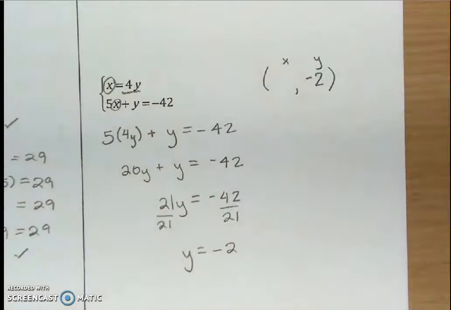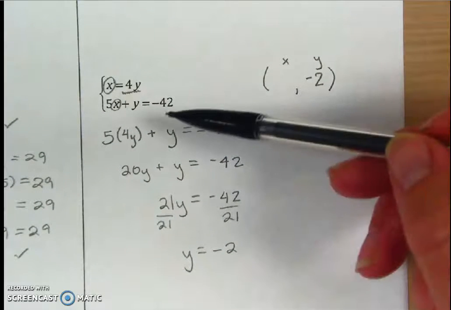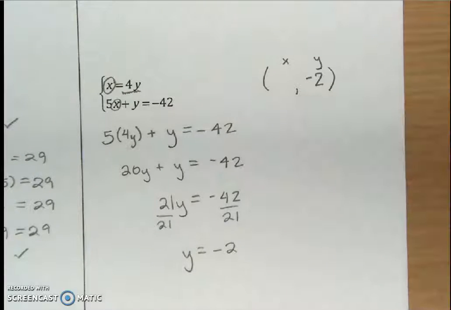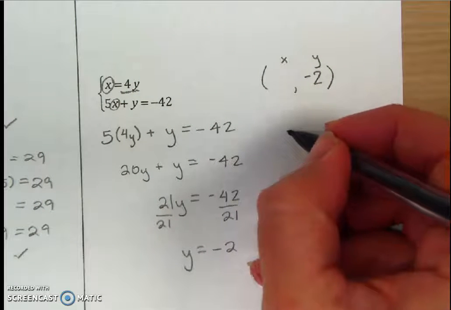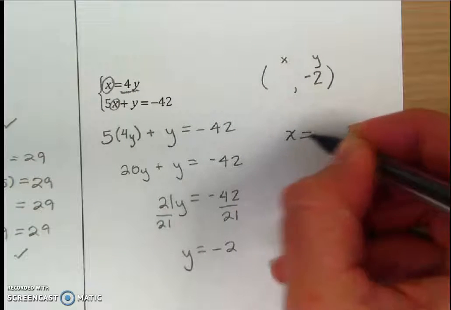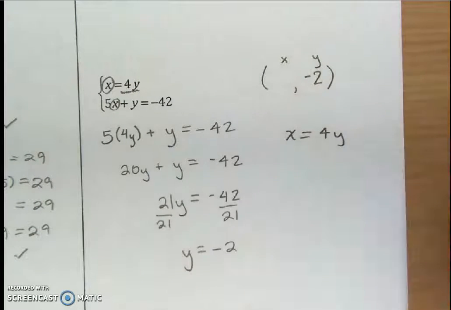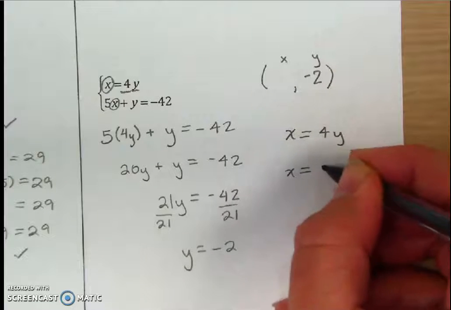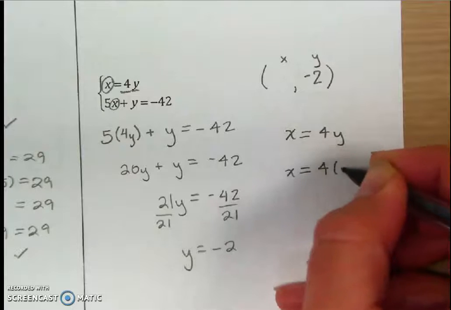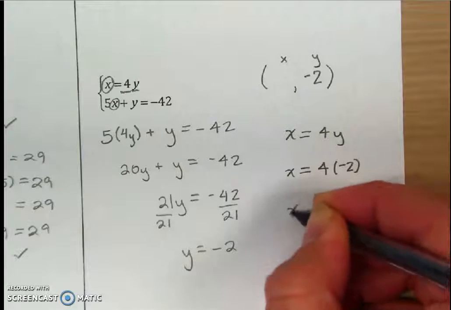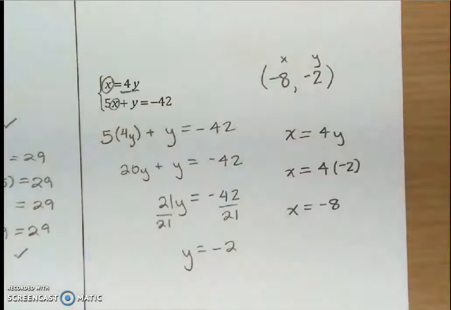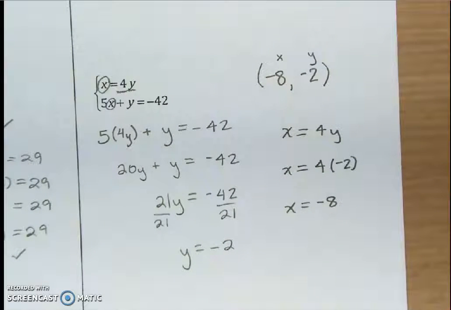Now I just have to figure out x. I can plug this into either of the equations since they're equal. It should come out equal for either of them. The top one just looks a little easier. So I'm going to write down x equals 4 times y. I now know y is negative 2, so I'm going to write x equals 4 times negative 2, and 4 times negative 2 is negative 8. Okay, so my answer, the point that should work for both equations, is negative 8, negative 2.